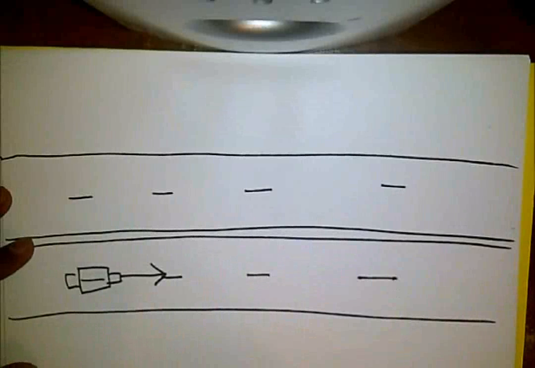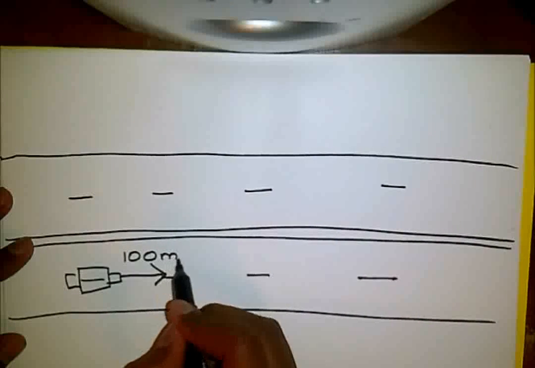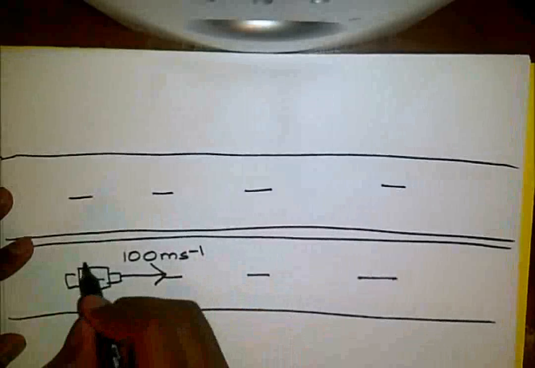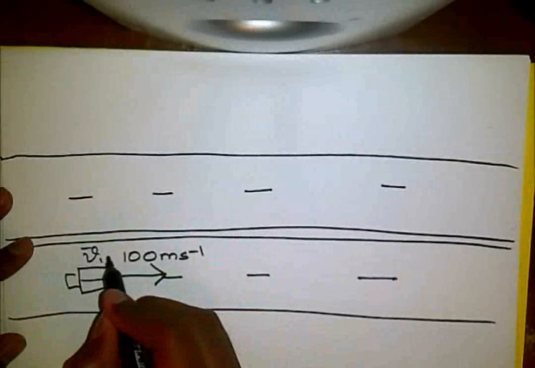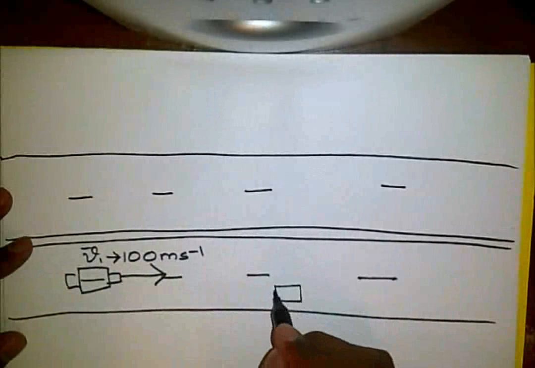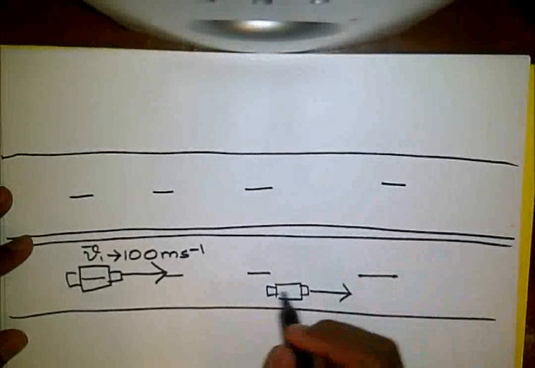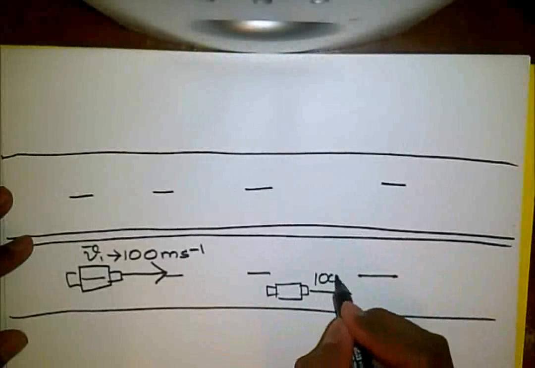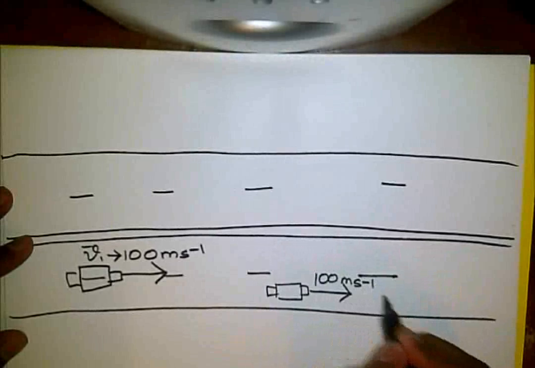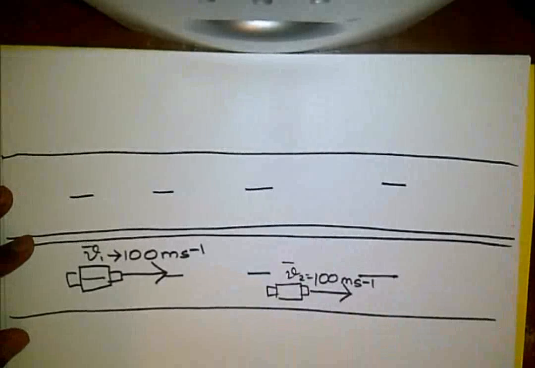And let's say that the car has a speed of 100 meters per second. Alright, so let's say its velocity is 100 meters per second. Let's say we have another car. Say that it's going in that direction and its speed is also 100 meters per second.